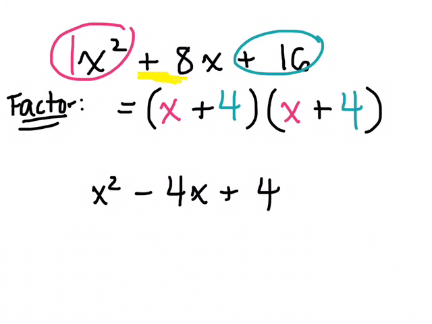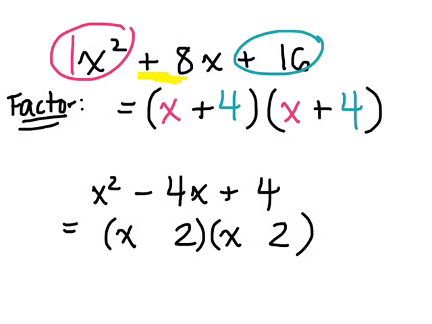Okay, so to factor, again, we're looking for two things that multiply together. We're going to take the square root of the first term. What's the square root of x squared? x. And what's the square root of the last term? And because b is negative, both of them will be negatives.